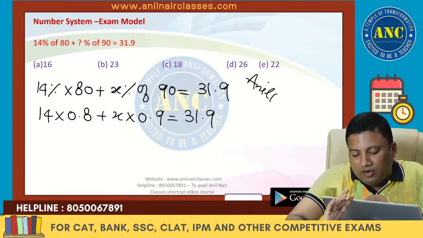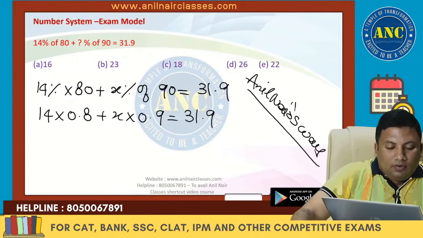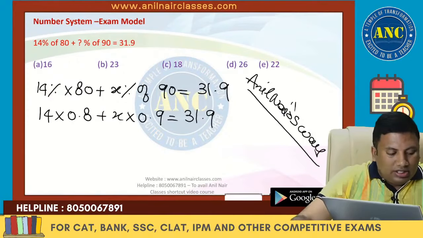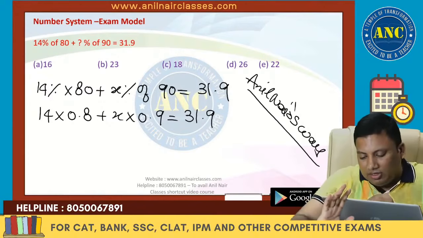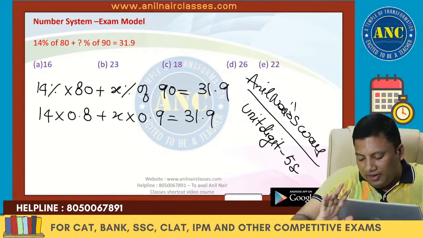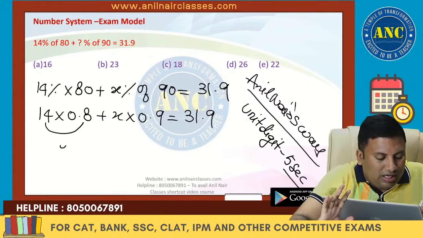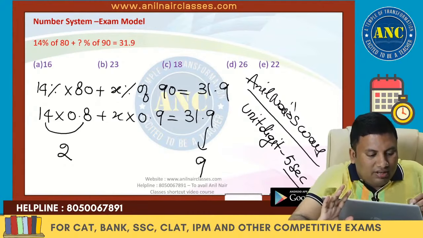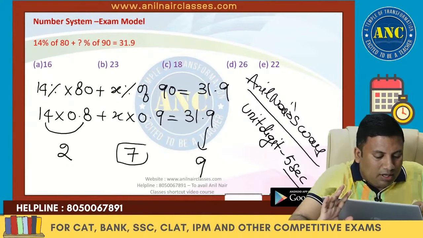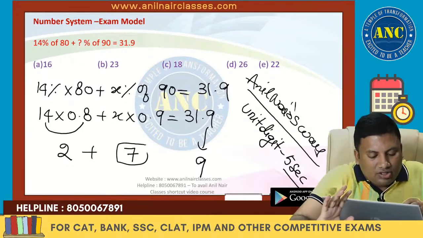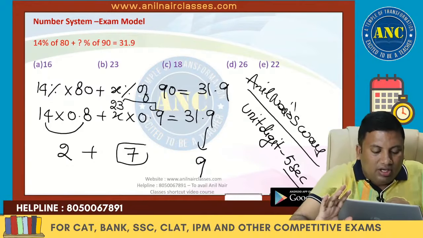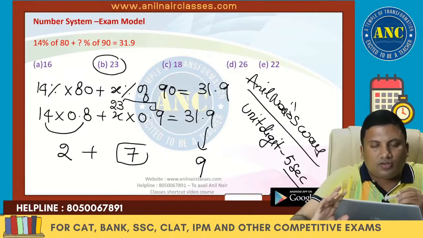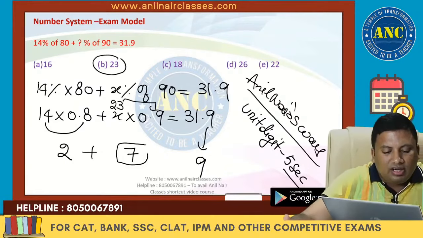Anil Nair's way of solving the question. How did I solve this question? When this question was given to me, 14 into 0.8, x into 0.9 equivalent to 31.9. Nothing I did, I just did the unit digit and solved the question in 5 seconds. Now see here, 4 into 8, 32, 2. This unit digit is 9. This should be 7 actually, because 2 plus 7 only can give me 9. If I take 23, 3 into 9 is 27. So the option is 23. Finish. Just by looking at the question itself, I got the answer.